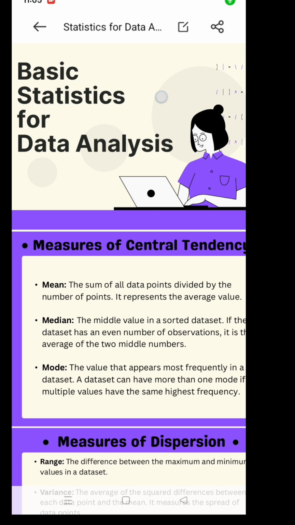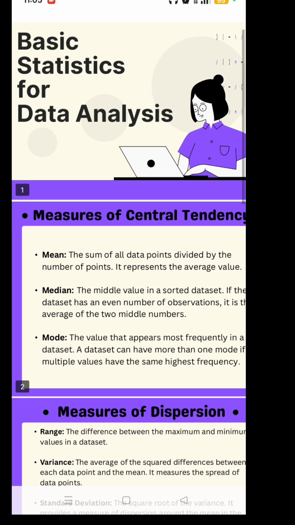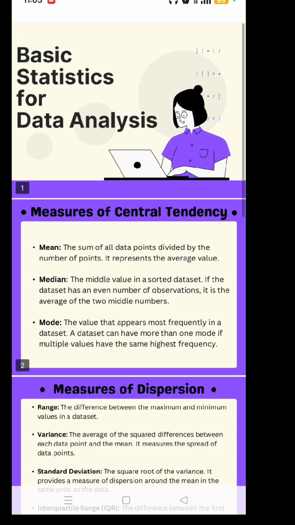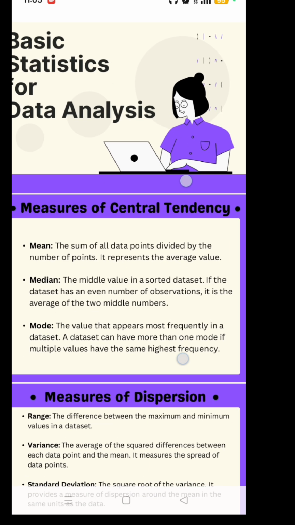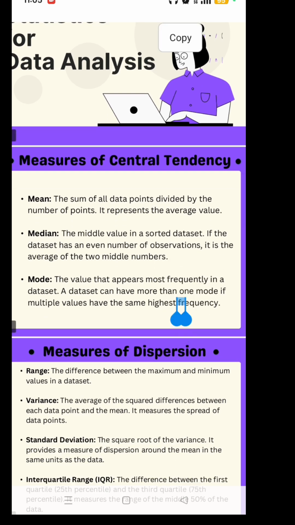Welcome to the statistics class. In this class, we are going to learn about the basic statistics for data analysis. So, how are we going to use this data analysis? Let's see. First of all, you have to calculate the measures of central tendency.